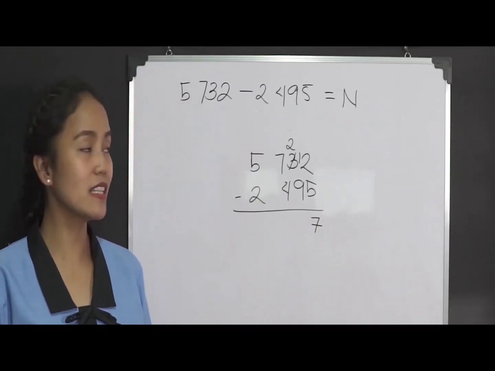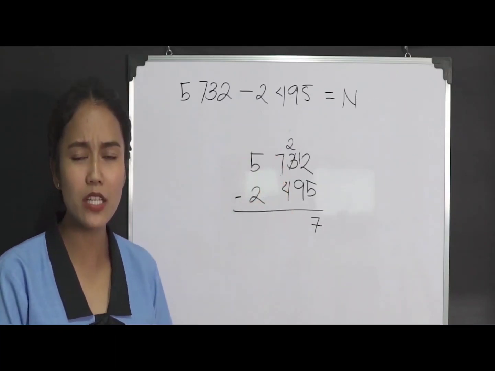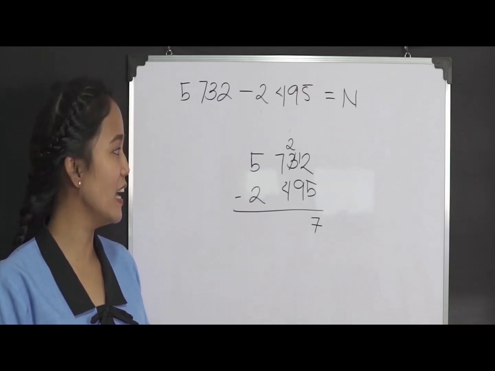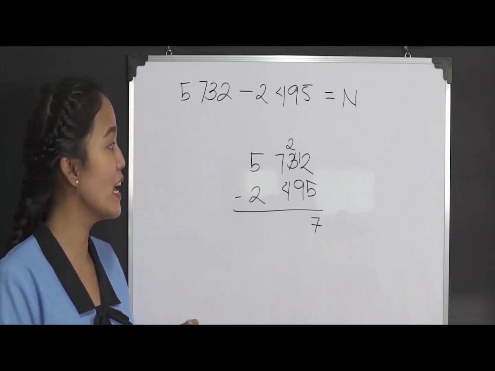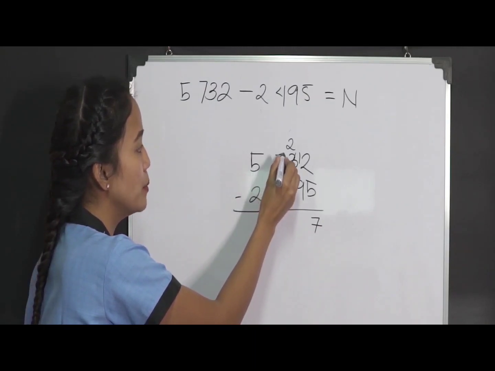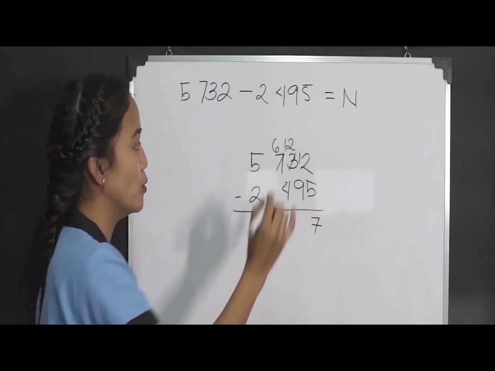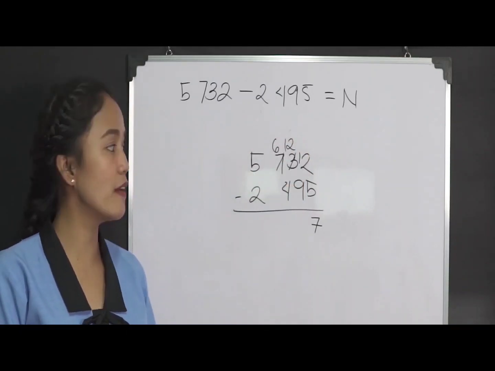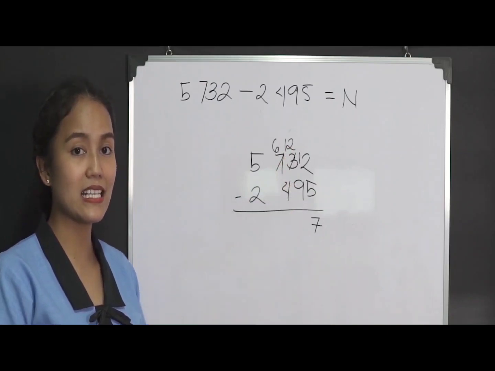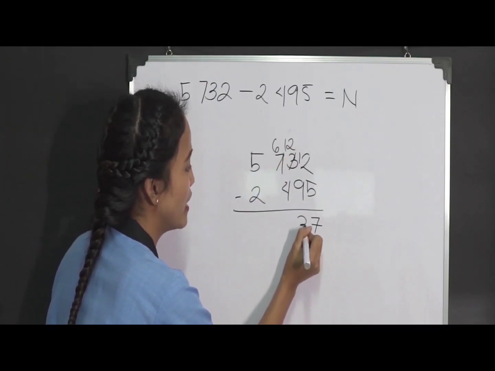Next, let's proceed to the tens column. 2 minus 9. Can we subtract 9 from 2? No, we cannot. So we need to regroup again in the hundreds column. So 7 will become 6 and write 1 beside 2. So this shows that we now have 12 tens. 12 minus 9 is equal to? Very good. It is equal to 3.